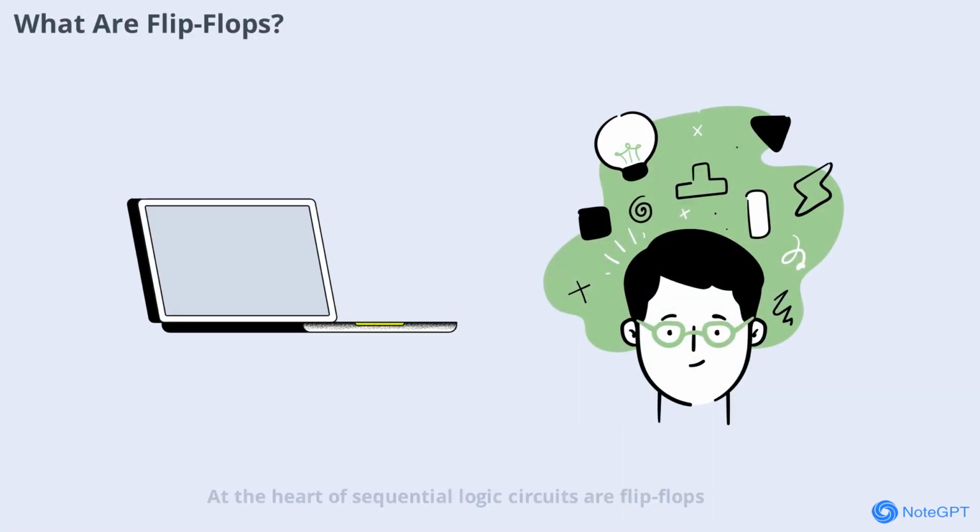At the heart of sequential logic circuits are flip-flops. These are bistable devices, meaning they have two stable states and can store a single bit of information. Flip-flops are essential for memory elements in digital systems. They can be triggered by input signals and are used to build more complex circuits like registers and counters. There are several types of flip-flops, each with unique characteristics and applications. In the next few scenes, we'll break down the most common types and see how they function within a circuit.